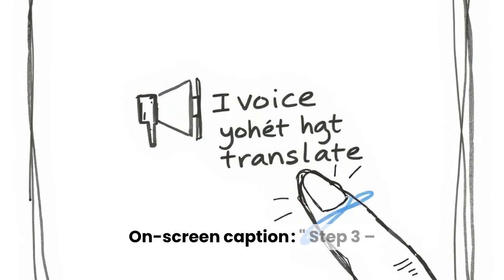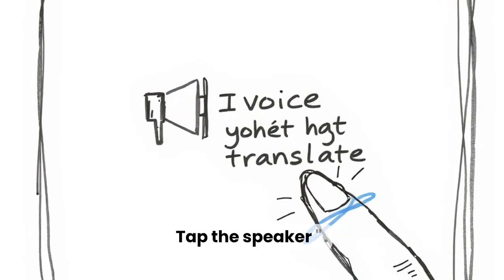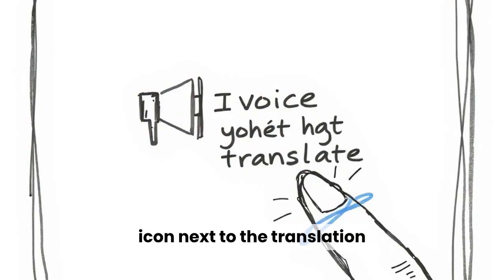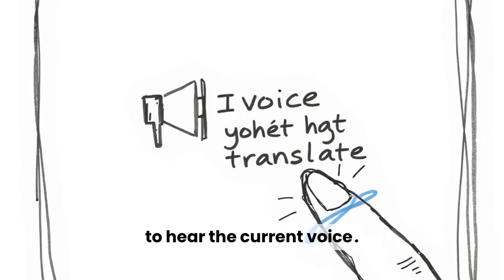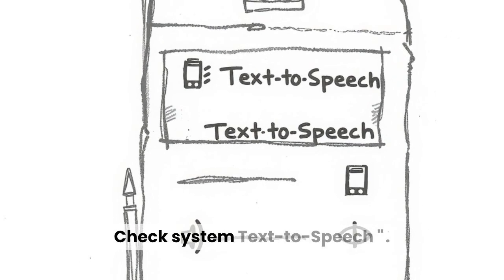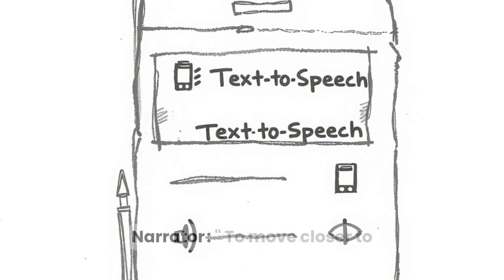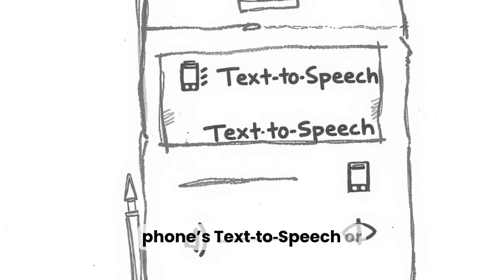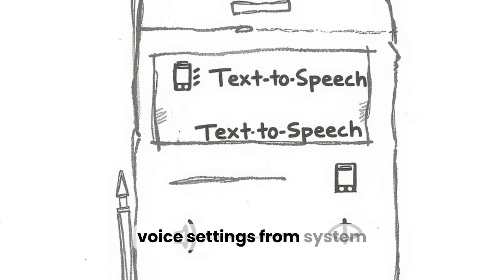Step 3. Tap the speaker. Tap the speaker icon next to the translation to hear the current voice. Step 4. Check system text-to-speech. To move closer to a male voice, open your phone's text-to-speech or voice settings from System Settings.